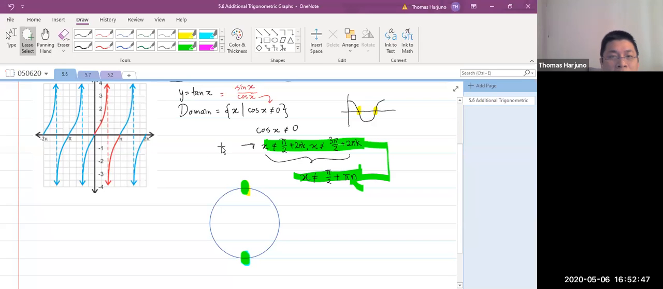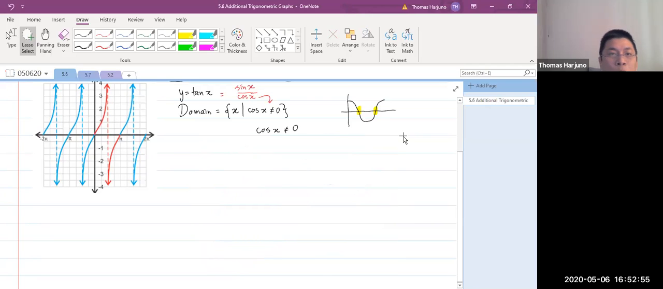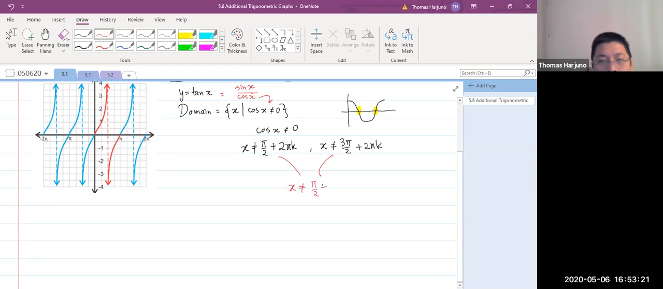Okay? Now that's what we mean by condensation. It's supposed to be two branches. Now I make it into only one. So to say that here, let me write it like before. So x cannot be pi over 2 plus 2 pi k. X cannot be 3 pi over 2 plus 2 pi k. And now we condense this into x not equal to pi over 2 or any pi multiple after that.